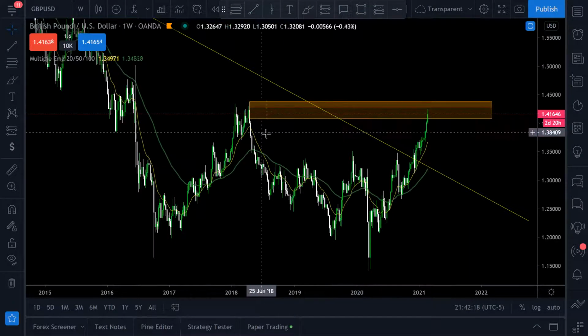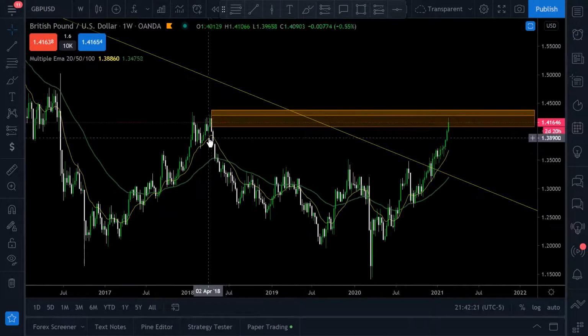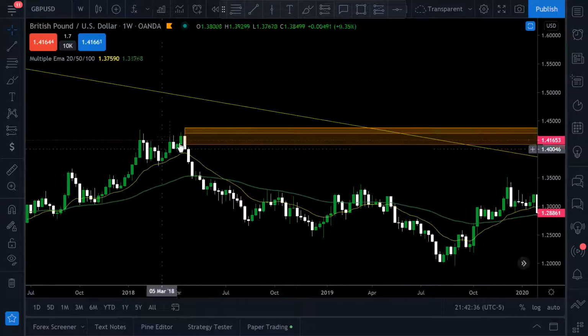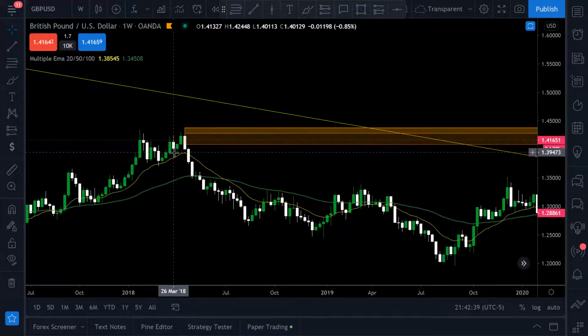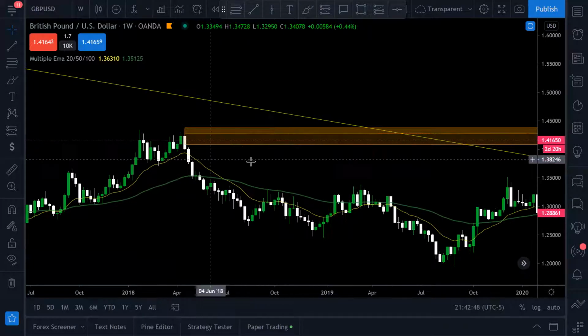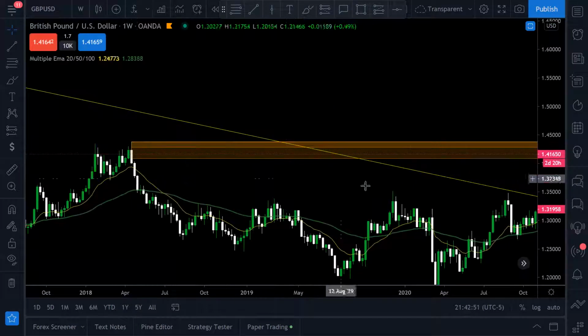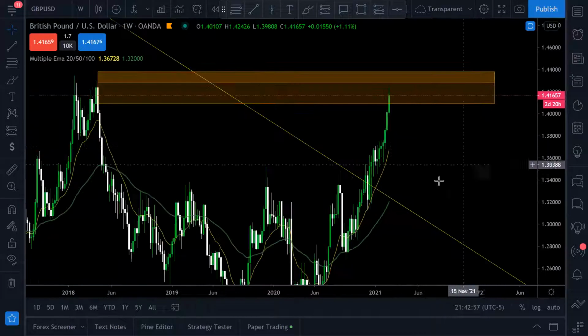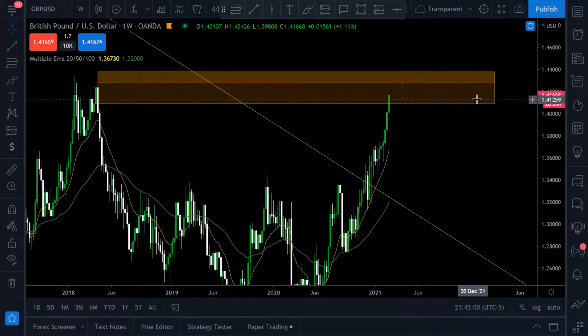supply zone. I drew this because you can see how price dropped when it came to this area. That means there's a lot of sellers up here, a lot of selling orders. If you're into order blocks, a lot of people would look at this green candle, the last bullish candle before this engulfing bearish candle, as an order block, and price would probably come up in here and shoot down. That's the way supply works. That's why I have it as a supply zone. This is a weekly supply zone.